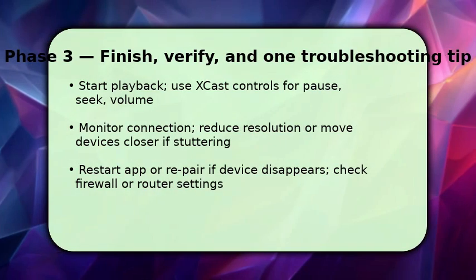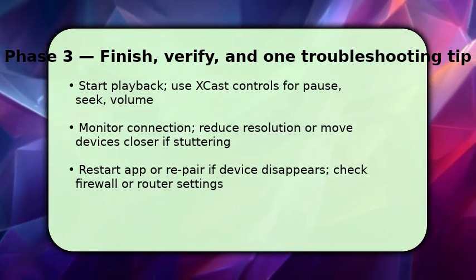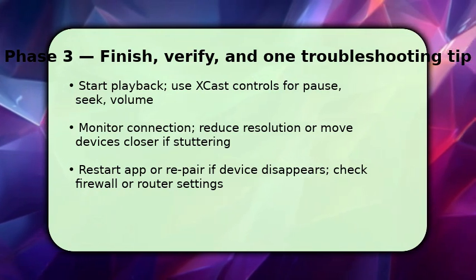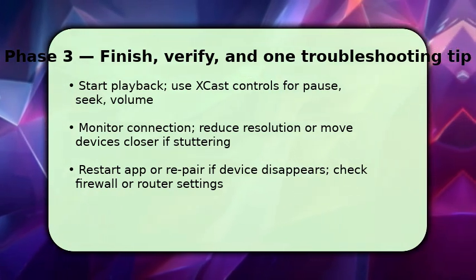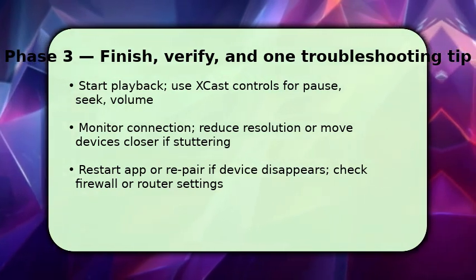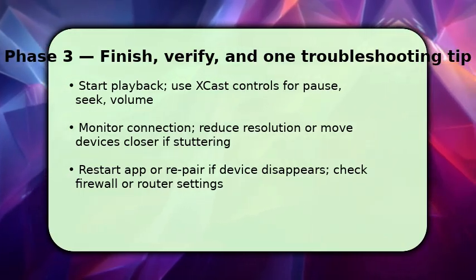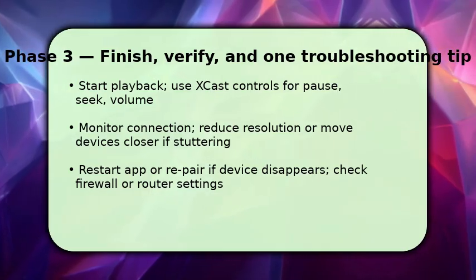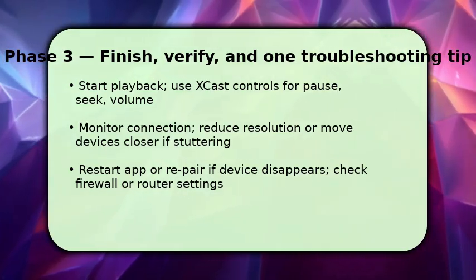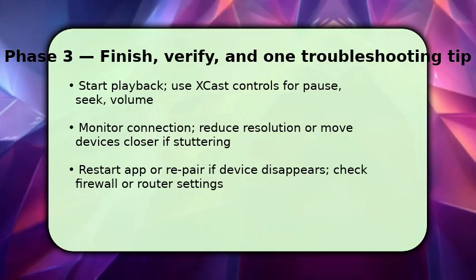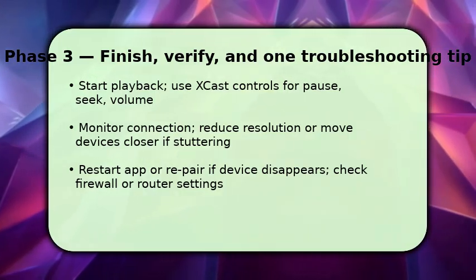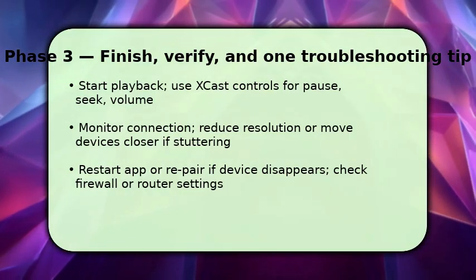You finish by starting playback and monitoring performance. Tap play in Xcast, then use the app's pause, seek, and volume controls while watching the TV. If video stutters or lags, make sure devices are closer or lower the resolution. This reduces bandwidth strain. If the TV drops from the list, restart the app and repair, and check the router or firewall for blocked local traffic. One key troubleshoot: reboot the TV and phone before going deeper.